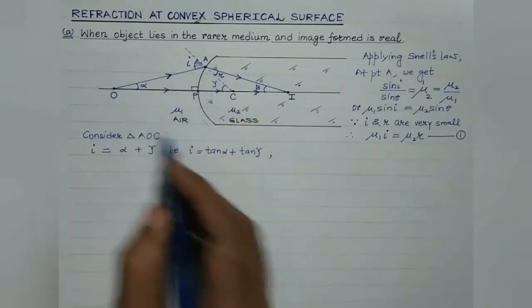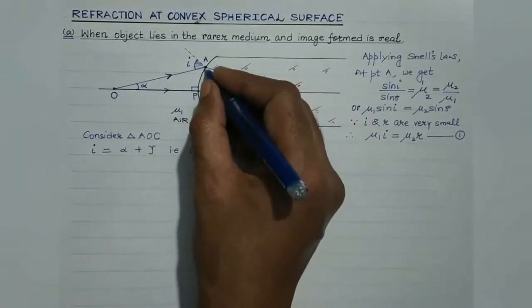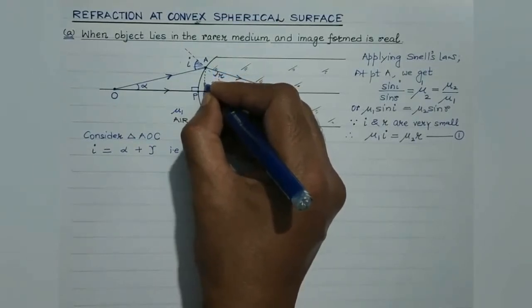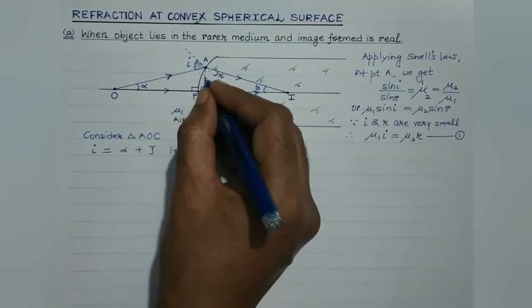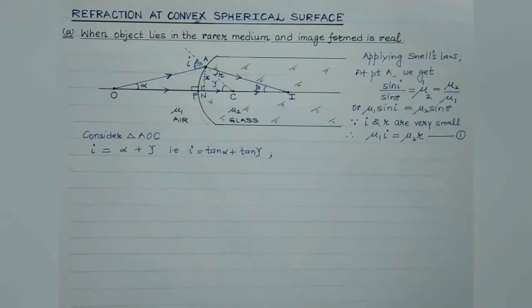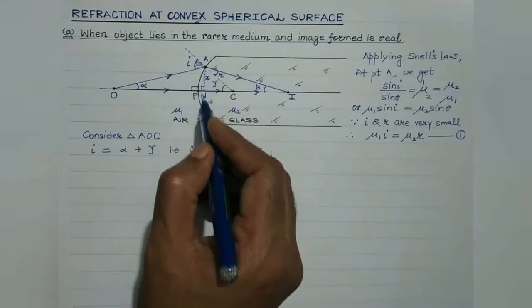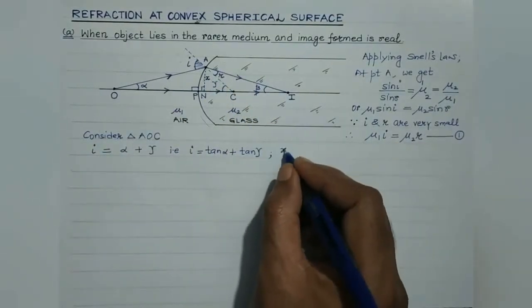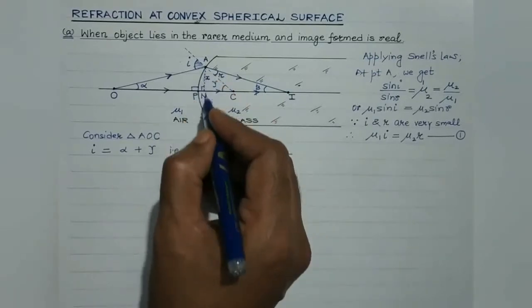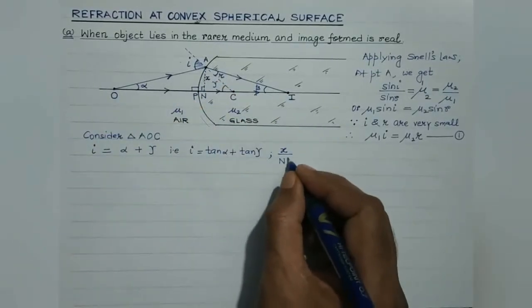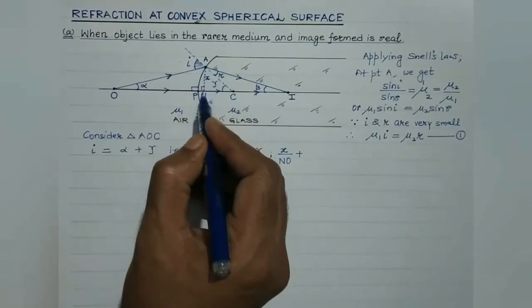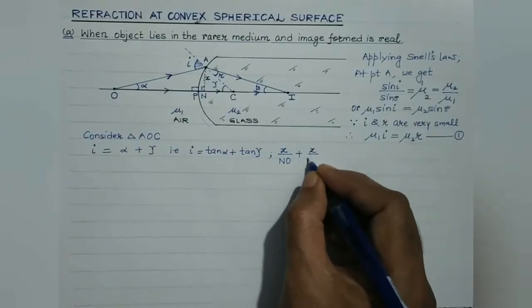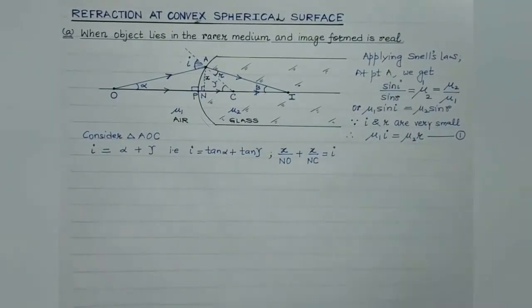Now, in order to get the value of tan alpha, what you do is drop a perpendicular from A. Suppose this is N. And suppose this perpendicular distance AN is equal to, let us say, x. So tan alpha, students, is perpendicular by base, isn't it? So it will be x by NO, plus tan gamma. You can consider this right angle triangle, tan gamma, perpendicular by base, that is x by NC, and it is equal to I.